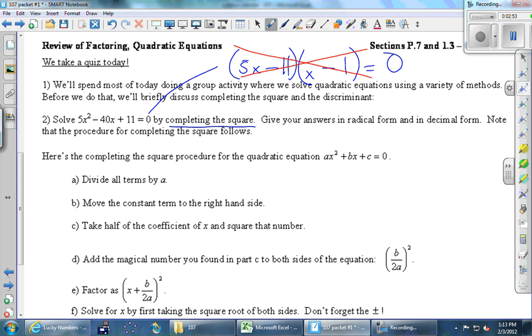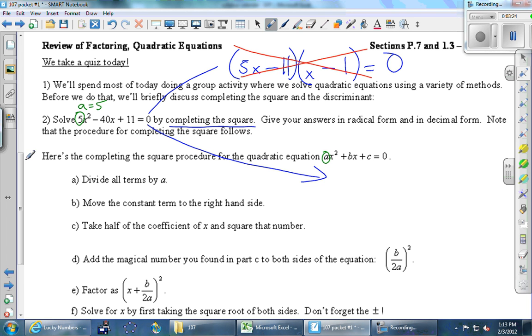So we're going to solve this equation, and we're going to follow these steps right here. Here's the completing the square procedure for ax squared plus bx plus c equals 0. That's just a general way to write a quadratic equation. So the first thing to do is divide all the terms by a. A is the number in front of the x squared. How much is a in my example? It is 5. So what we're supposed to do is divide every single term by 5.